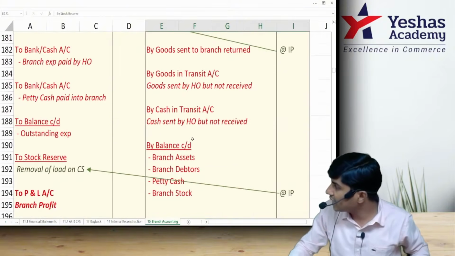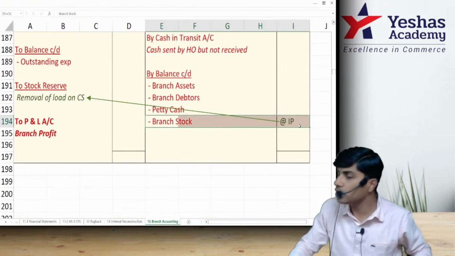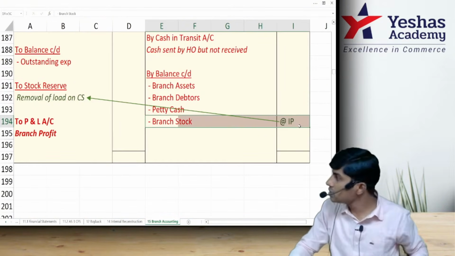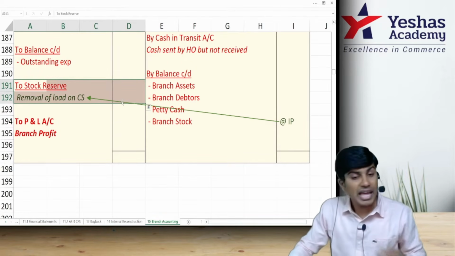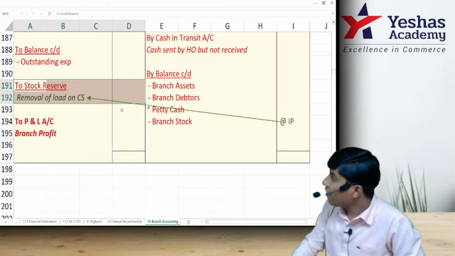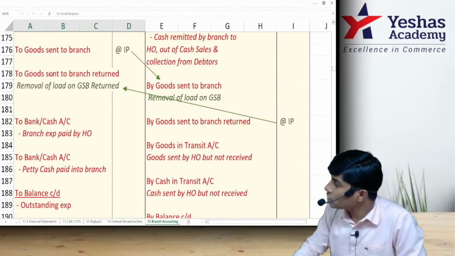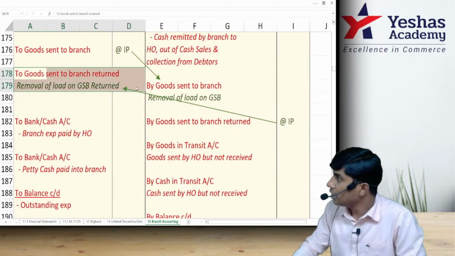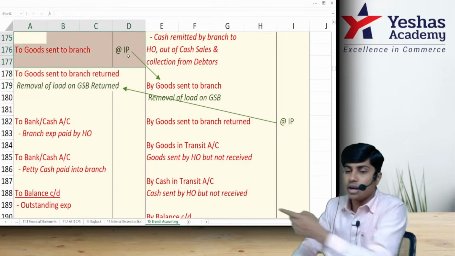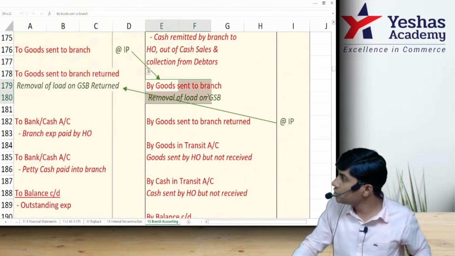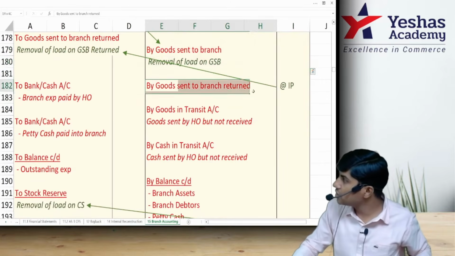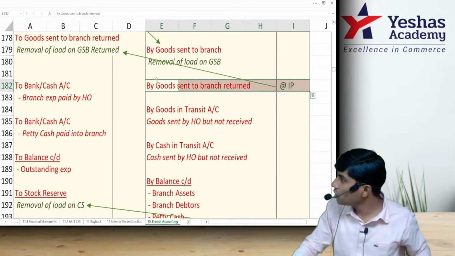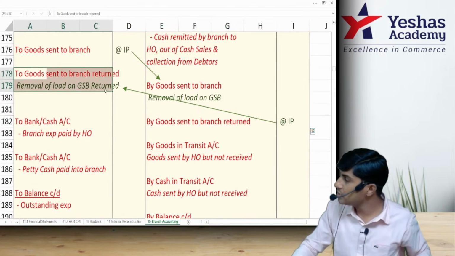In the credit side, closing stock should be at cost. If it is at invoice price, we remove the load on the debit side using the word stock reserve. Exactly similar to this, if in case our branch goods sent by head office, if it is at invoice price, still goods sent to branch. If it is at invoice price, load is removed on the credit. And similarly, on the goods sent to branch return, if there is invoice price, load is removed on the debit side with the same thing.